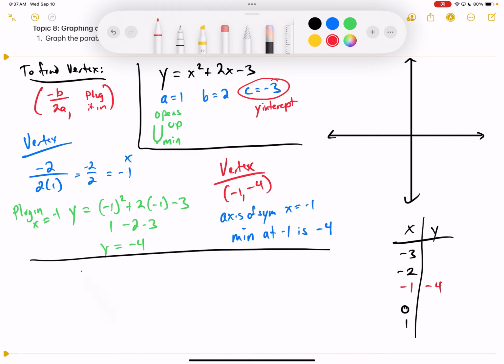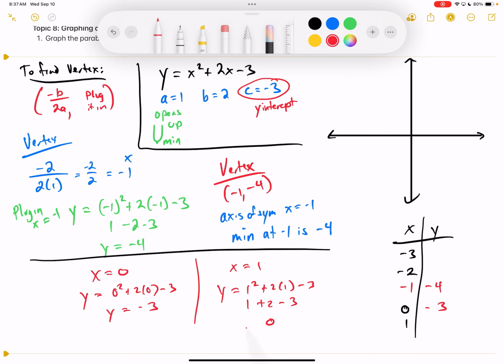I'm going to plug in x equals 0. So y, we know what that is. We already did it. 0 squared plus 2 times 0 minus 3. That's y equals -3. And then I'm going to plug in a -1. I'm sorry, a +1. Y equals 1 squared plus 2 times 1 minus 3. So 1 plus 2 minus 3 would be 0. Okay, so let's go graph these 3 points, and we'll do everything from there.